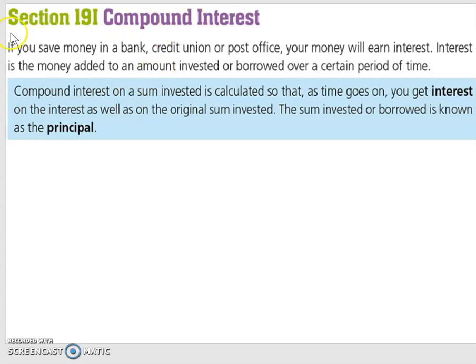Compound interest. If you save money in a bank, credit union, or post office, your money will earn interest. Interest is the money added to an amount invested or borrowed over a certain period of time. Compound interest on a sum invested is calculated so that as time goes on, you get interest on the interest as well as on the original sum invested. The sum invested or borrowed is known as the principal.